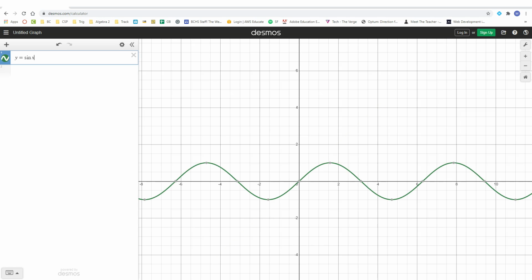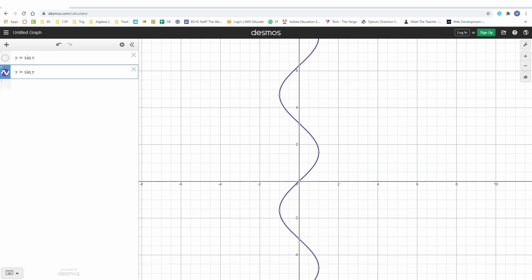So if you look at, there's the sine function, and as you can see, it passes the vertical line test, right? So that means that each input has exactly one output, and this is clearly a function. If you were to switch the x's and y's and put x equals sine y, this is really the inverse relation right here. And you can see in purple, this is not a function, because it doesn't pass the vertical line test.